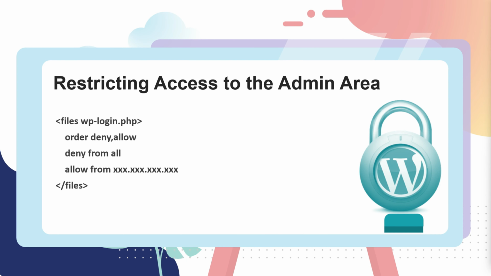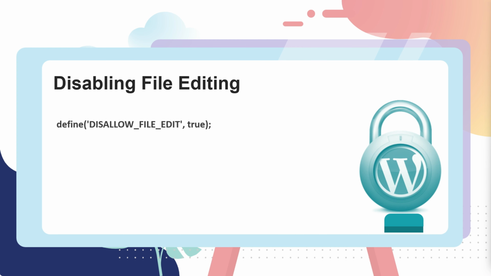Now next is to restrict the access of the admin area. You can restrict via the .htaccess file, or you can restrict via multiple plugins available in WordPress. You can change the actual path so no one can identify that wp-admin has a particular login panel. So you can use a plugin, or you can restrict via the .htaccess file by giving this code.